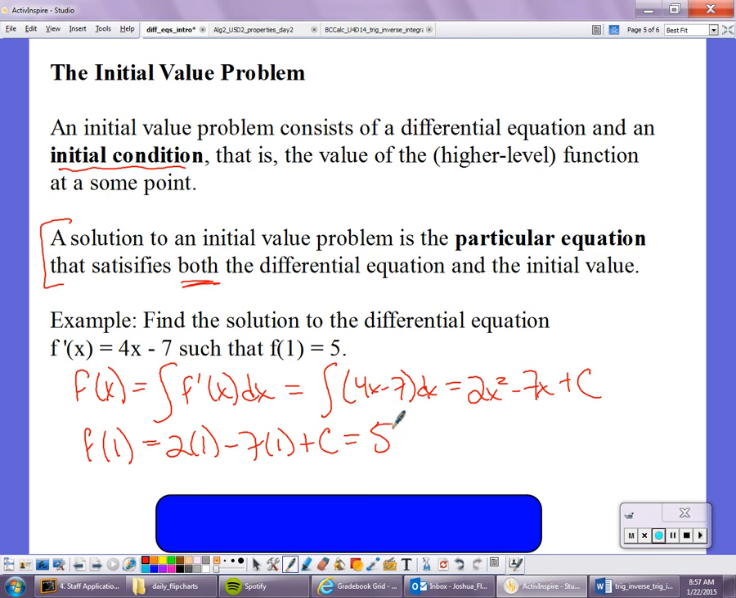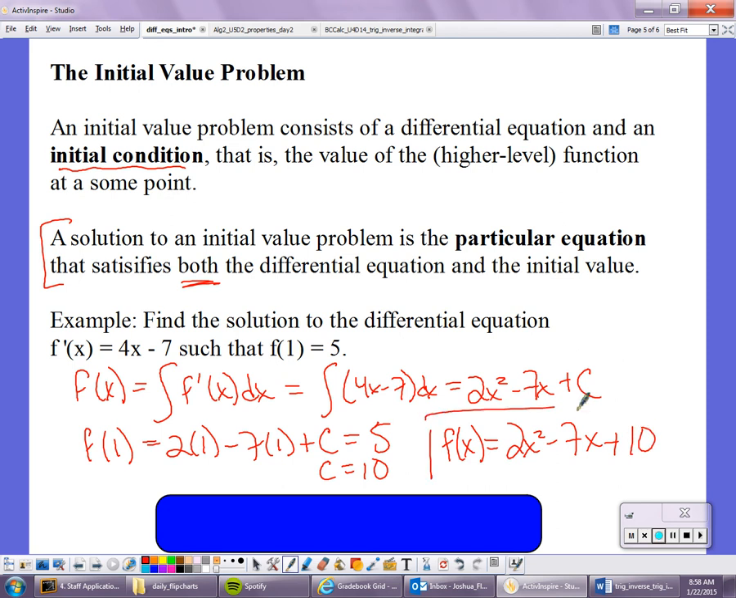Well, we do the algebra here. We got 2 minus 7, that's negative 5. Add 5 to both sides, so we're going to get c equals 10. So we end up with this solution, and this is going to be our particular solution to the initial value problem. It's going to be 2x squared minus 7x plus 10.